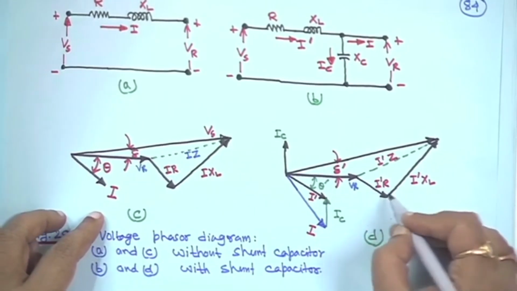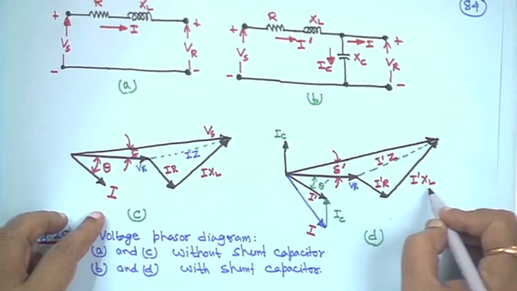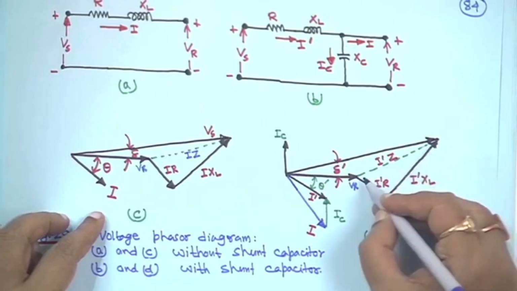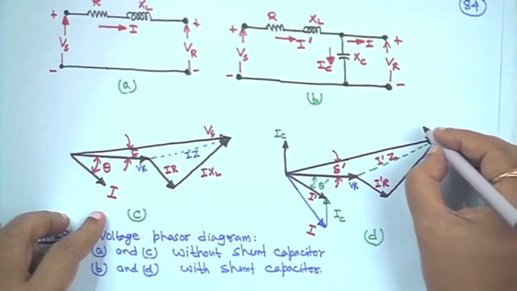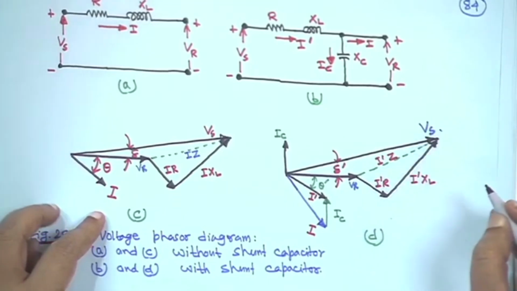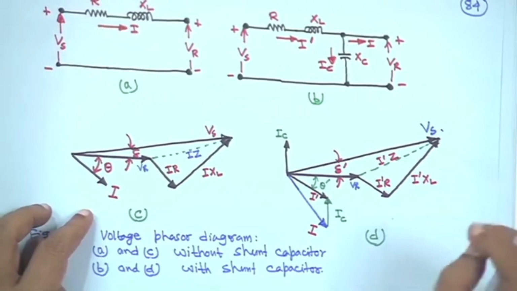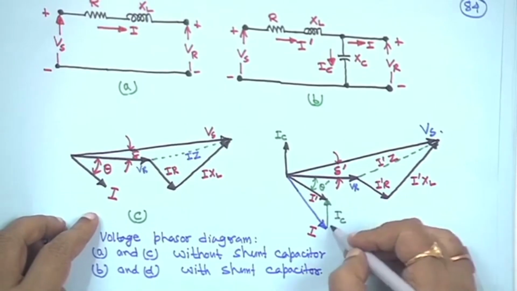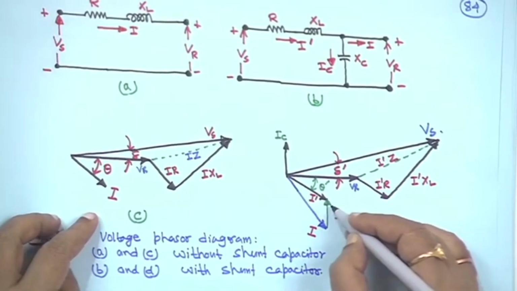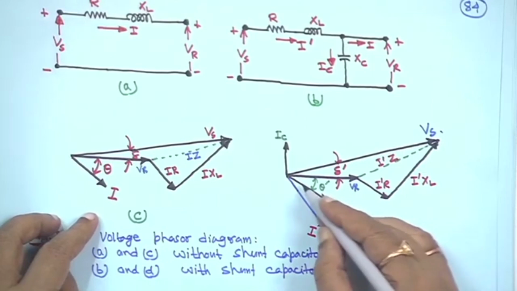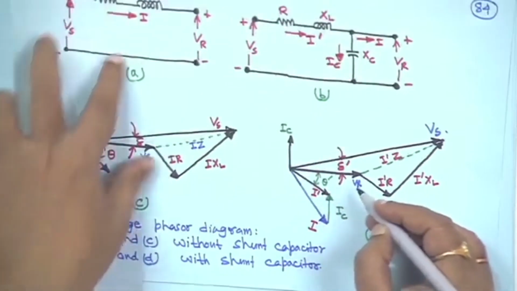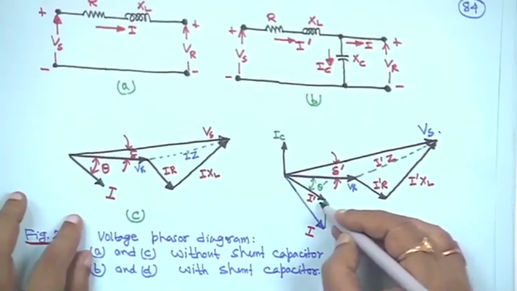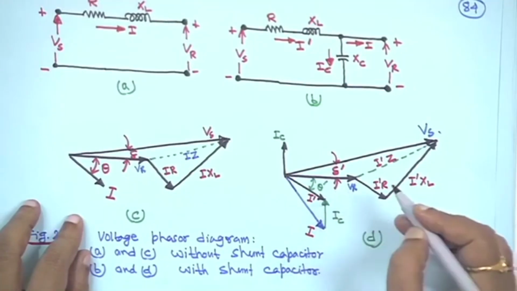So, this is I dash R, this is I dash XL, and this is I dash Z, this green line, and this voltage is your Vs. That means as soon as you put the capacitor, it reduces the current, because here it was I, now it is I dash. So, its magnitude is reduced and the angle is also changed.